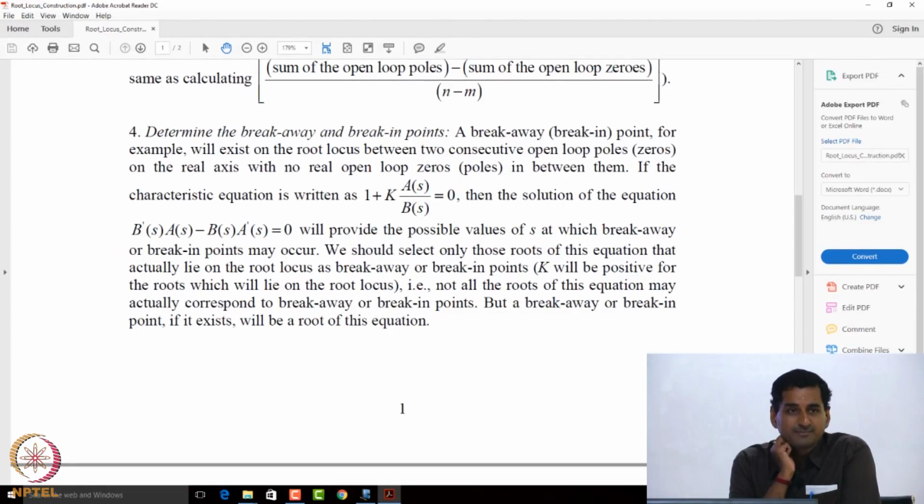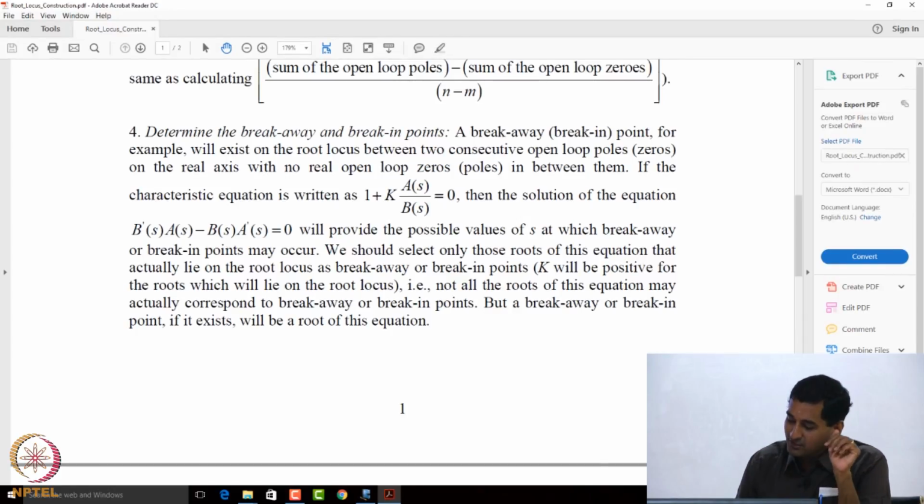I'll explain what a breakaway point and a break-in point are. A breakaway point, for example, will exist on the root locus between two successive open loop poles on the real axis with no real open loop zeros in between them. Similarly, a break-in point, for example, will exist on the root locus between two consecutive open loop zeros on the real axis with no real open loop poles in between them. That's how you should read the sentence. You take the pair of words within the parenthesis and outside the parenthesis as a set.